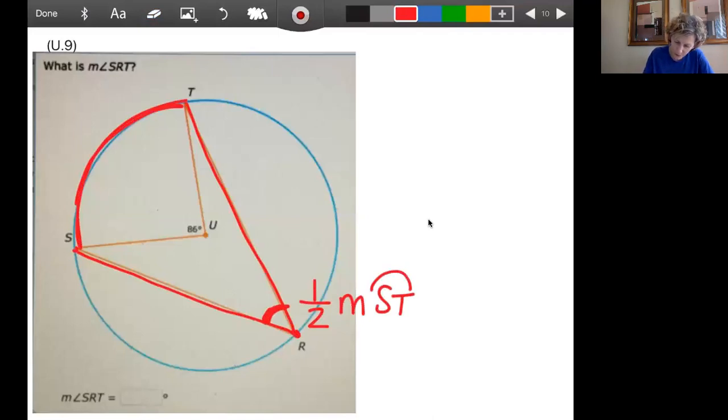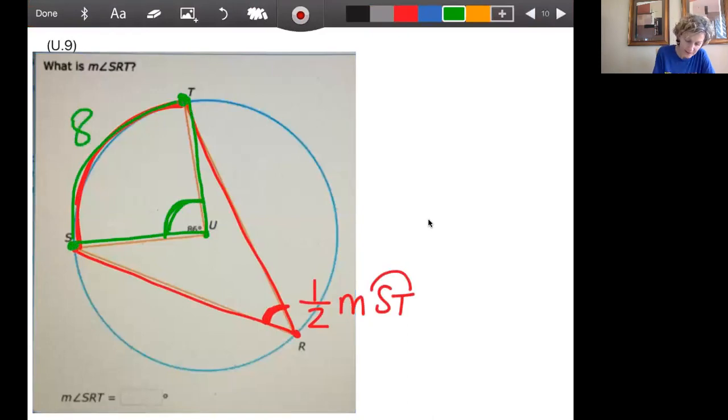Well, what do we know? We know that the central angle here is 86. And you know that a central angle equals its intercepted arc. Do you see what I mean by that? From there and there, it intercepts the circle there. And so this is 86 because the measure of a central angle equals the measure of the intercepted arc.